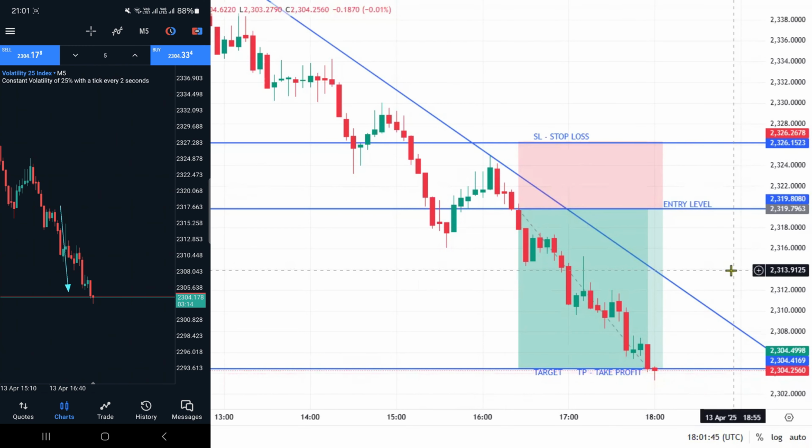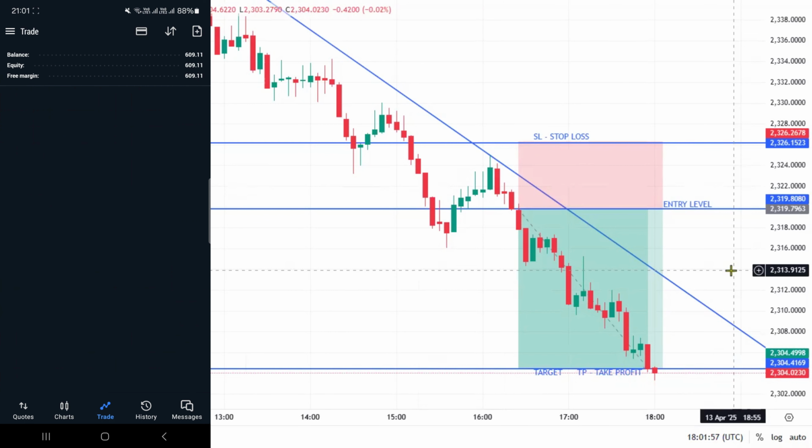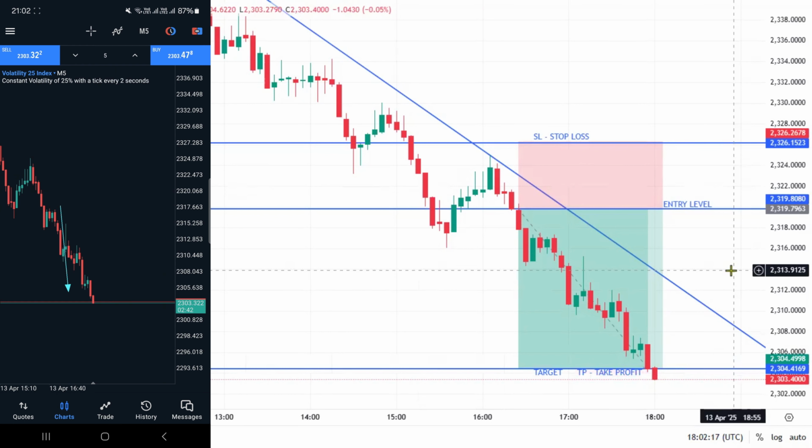Alright guys, you can see the TP has been smashed. Alright, the TP has been smashed, and guess what? Guess how much we have made? Ta-da! We have taken the account to $609. Alright, that's the total amount right now in the account.